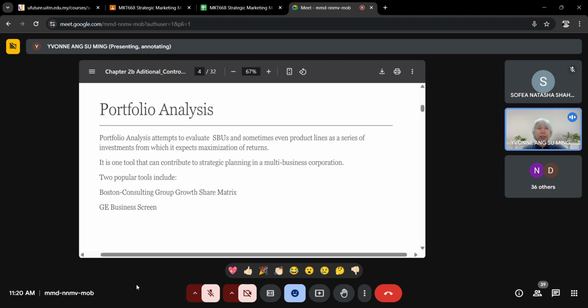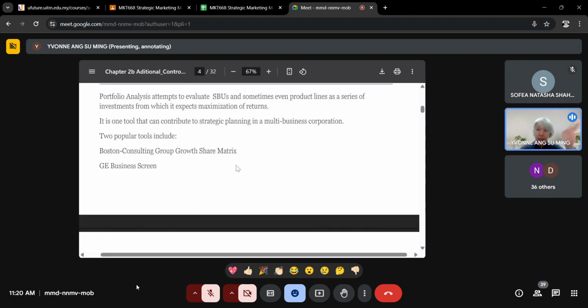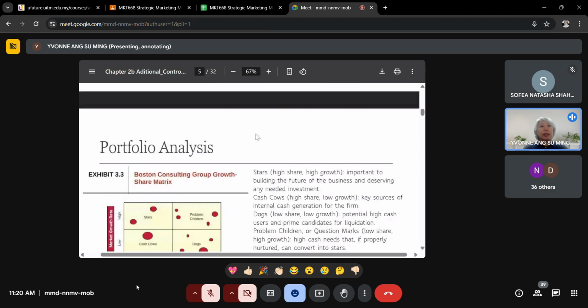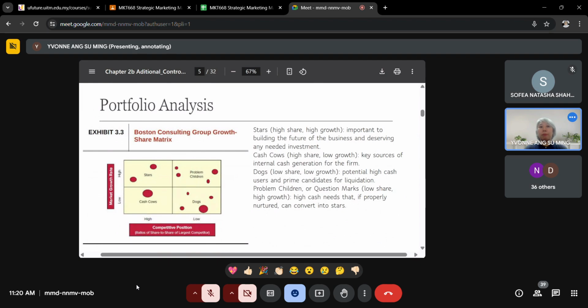So I'm just going to highlight a bit here to mention that when organizations are looking at multiple businesses, let's say it's the Sime Darby group or the Disney group, where they have a lot of businesses, and they're trying to evaluate which business actually makes a lot of money and has a lot of potential, they can use tools. The two tools here are the Boston Consulting Group Share Matrix and also the GE Business Screen. This is not in your syllabus. You don't have to know this, but because it's already inside the slide, I'm just going to show you that there is such a thing called portfolio analysis.